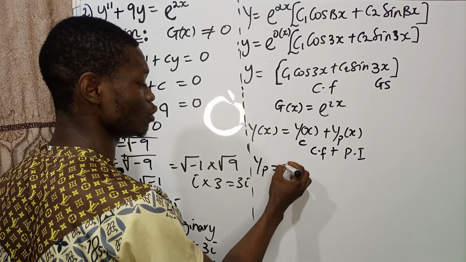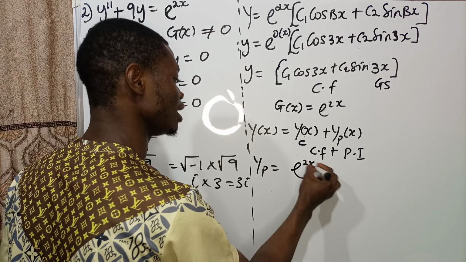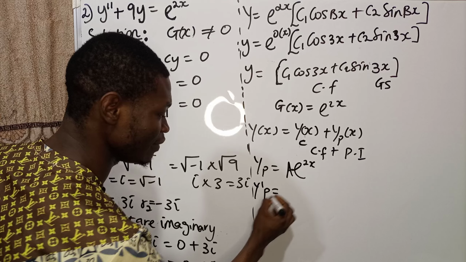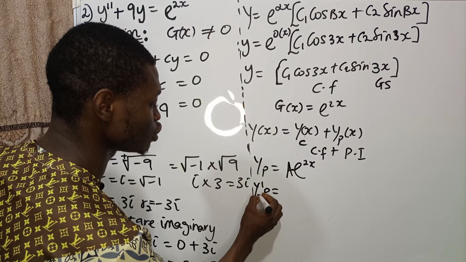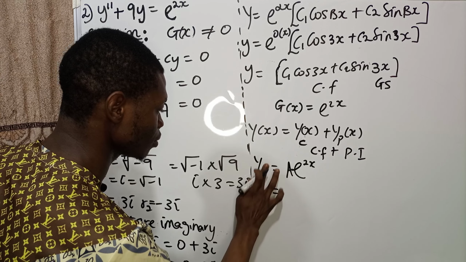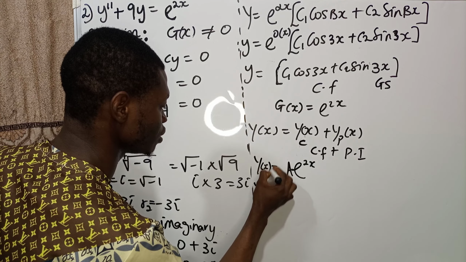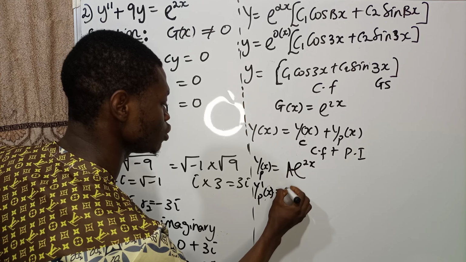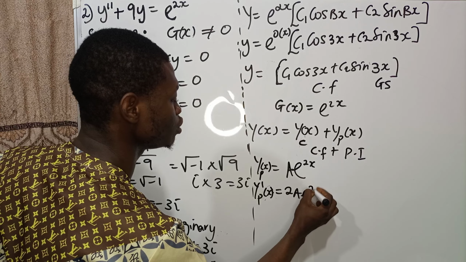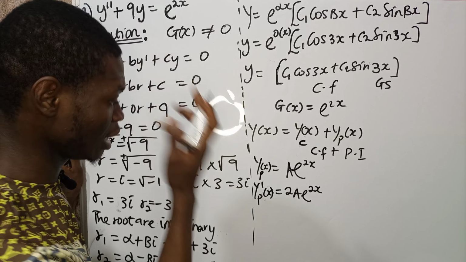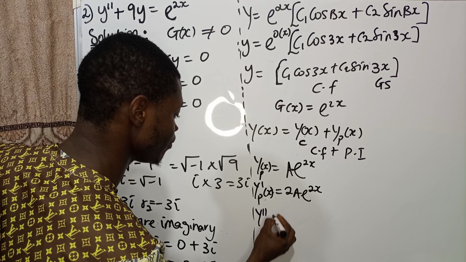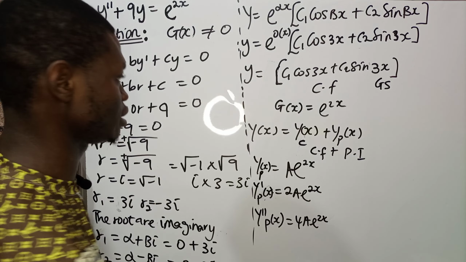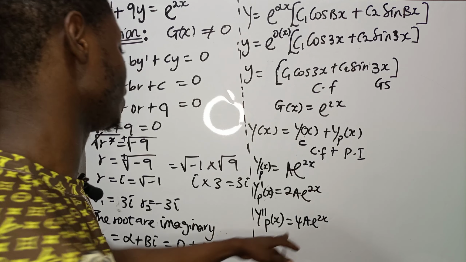Because it's exponential 2x, we are going to attach a variable a. So y_p(x) = a e^(2x). The first derivative gives us 2a e^(2x), and the second derivative gives us 4a e^(2x).